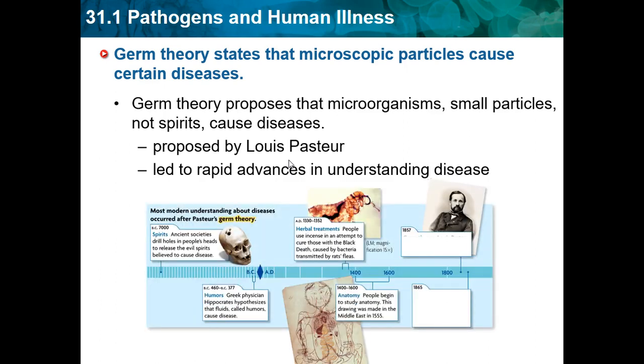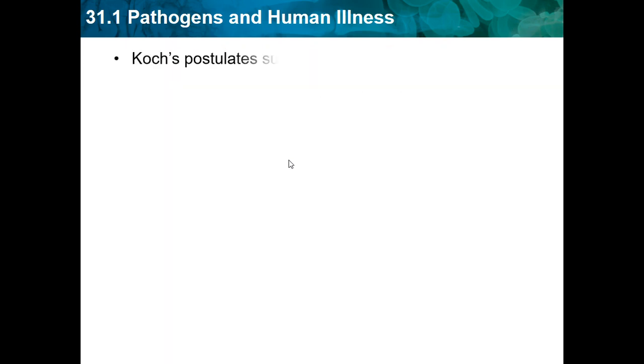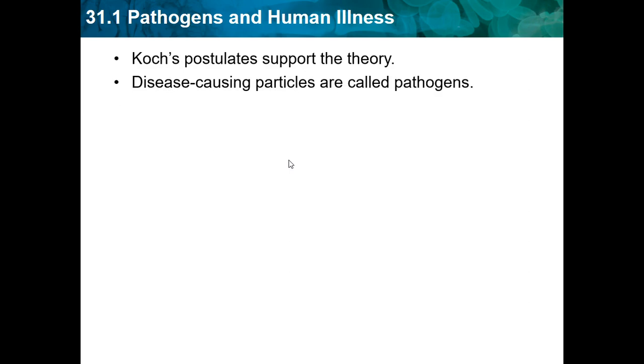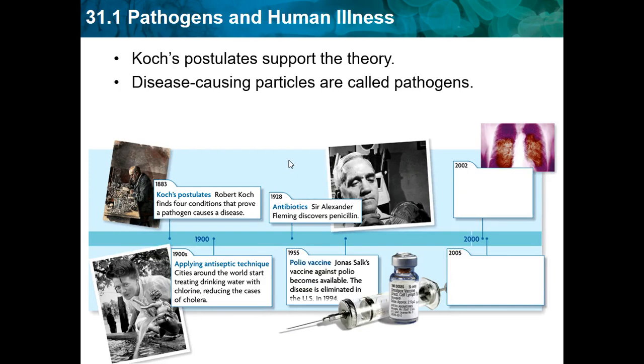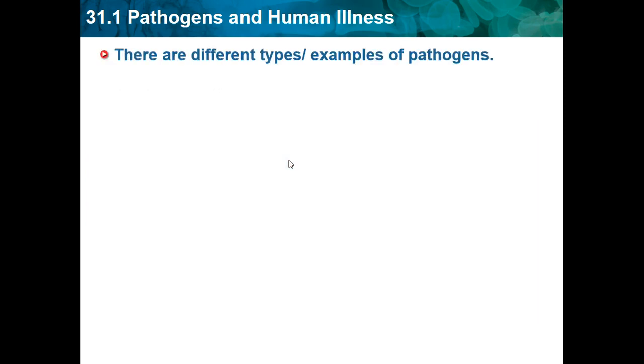In ancient times, people thought it was spirits that led to illnesses, and that it was all these superstitious ideas. But once we got into science and people discovered these microscopic organisms, Koch's postulates supported the theory. Disease-causing particles are called pathogens. As we learned, a pathogen is anything that can cause an illness.